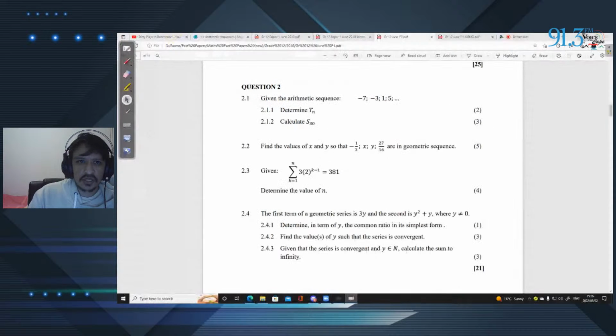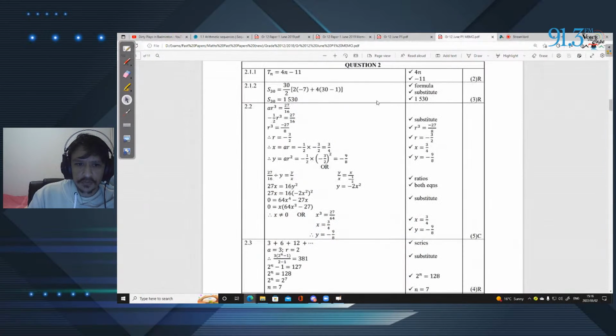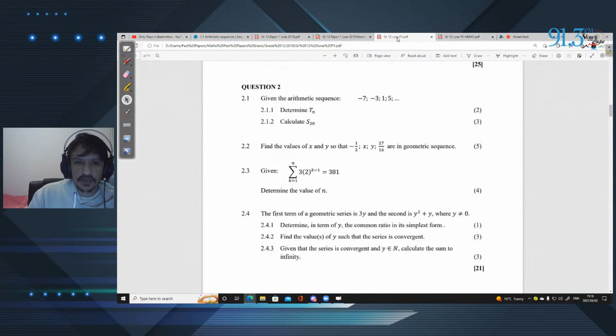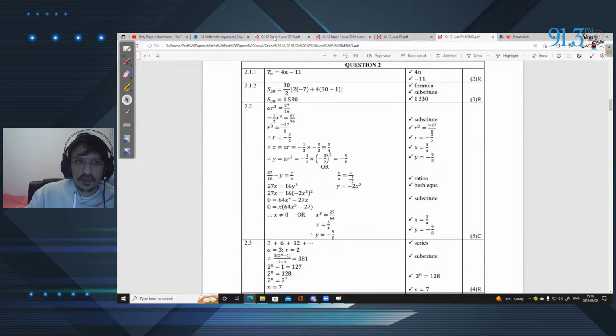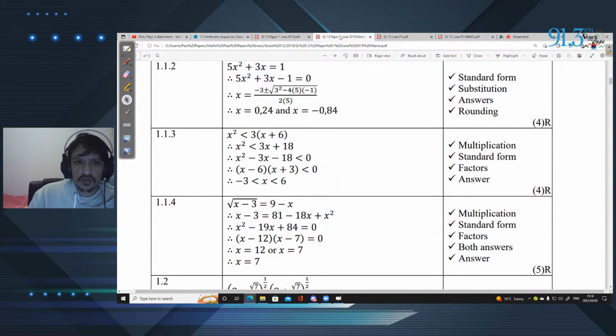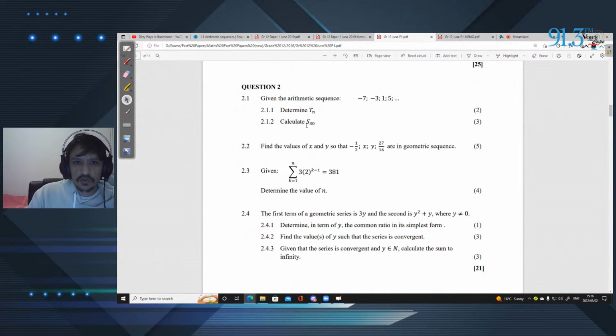And let's just check if we are correct. Let's check the memo. And if you go here, 4n minus 11. Easy enough. Okay. Now, the second question is 2.1.2.